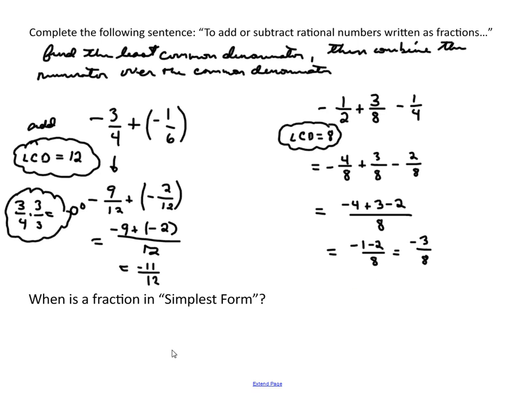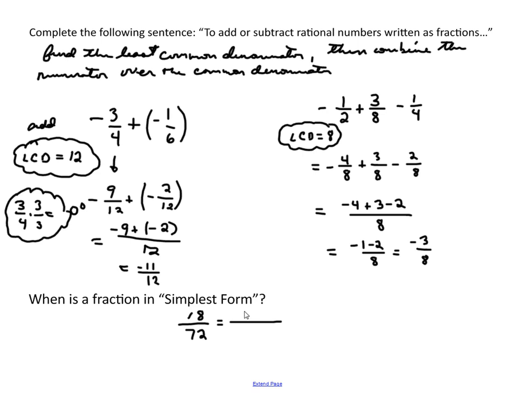One more question we ask is, when is a fraction in simplest form? What does that mean? Simplest form means that the fraction has no common factors in the numerator and denominator. As an example, let's take the fraction 18/72. Sort of an interesting fraction. I wonder what it would reduce to. Well, what we're going to try and do is find common factors in the numerator and denominator. We think about 18, for example.